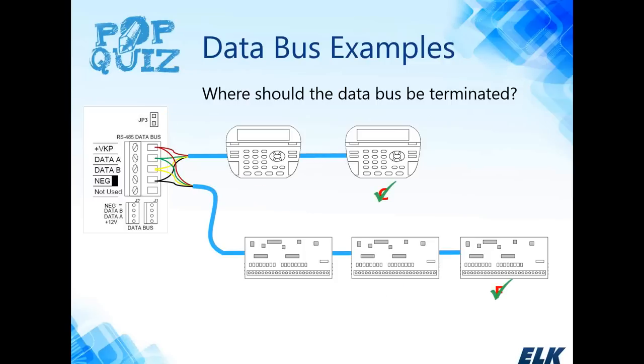All right, if you said A and B, okay? Or A and F. Sorry, C and F. C and F, you would be correct, because this is 2 home runs, so the keypad and the last device on the other home run would be terminated.